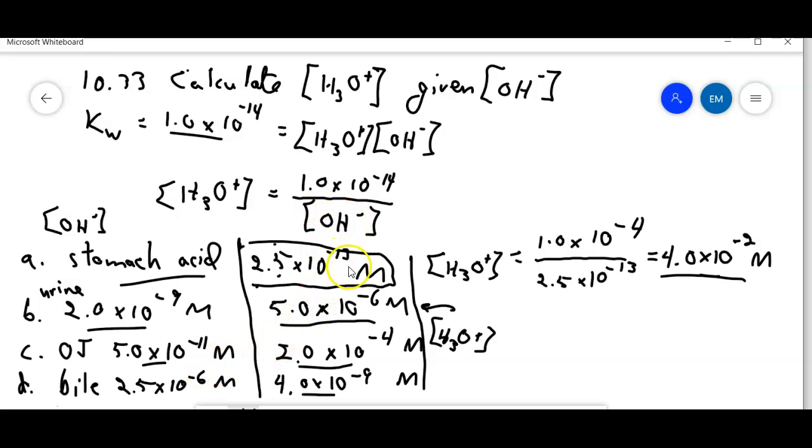And you see that the stomach acid is definitely very acidic, a fairly large number there. And urine, 10 to the minus 6, that's acidic. Orange juice is acidic. And this one, what have I got here? 4.0 times 10 to the minus 9. All right, so that's the way you do these.